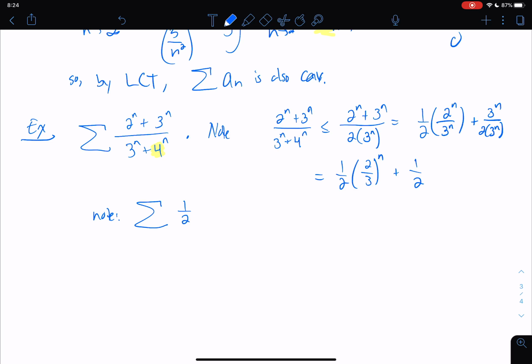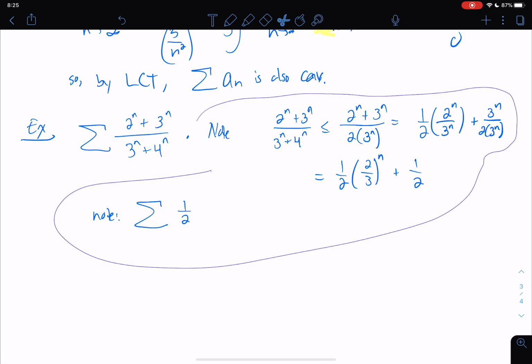I think the correct approach here is to observe the following. Okay, so let me explain why this won't work. Obviously, if I add 1/2 here, and I put a sum of just 1/2, 1/2, 1/2, 1/2, that's going to be infinite. And being less than or equal to something infinite is not helpful. The direct comparison test fails.